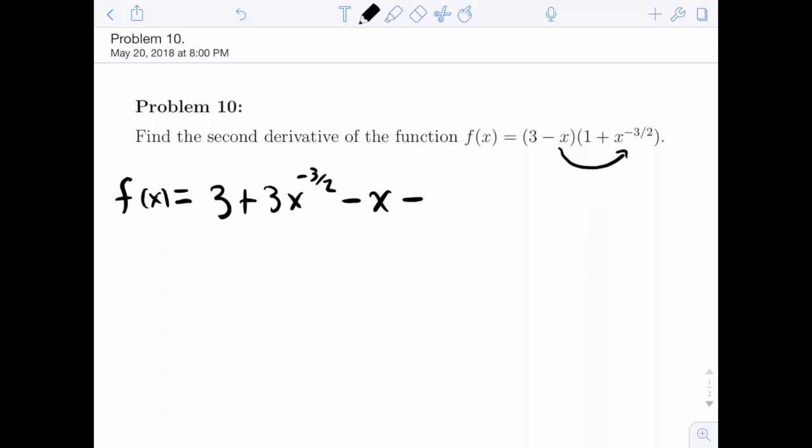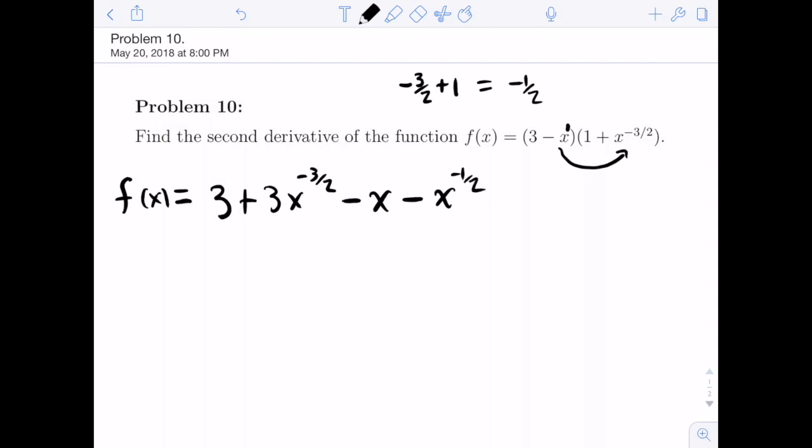The minus x times x to the negative 3 over 2. So you have to be careful with your exponent laws. When you multiply two things like that, you can add their powers together, right? Remember, there's a little imaginary power of 1 on top of that x. So when you multiply x and x to the minus 3 over 2, you add their exponents: negative 3 over 2 plus 1, which is negative 1/2. So we can rewrite this as x to the negative 1/2.